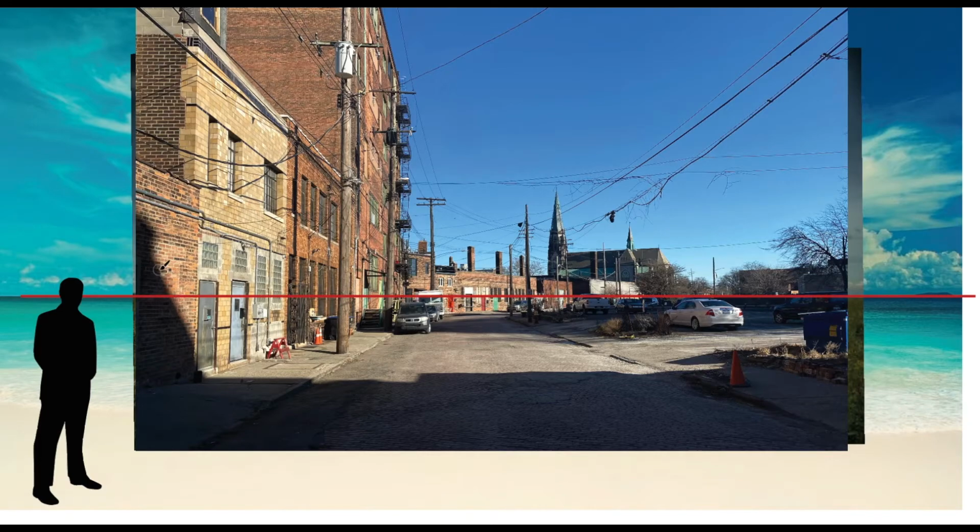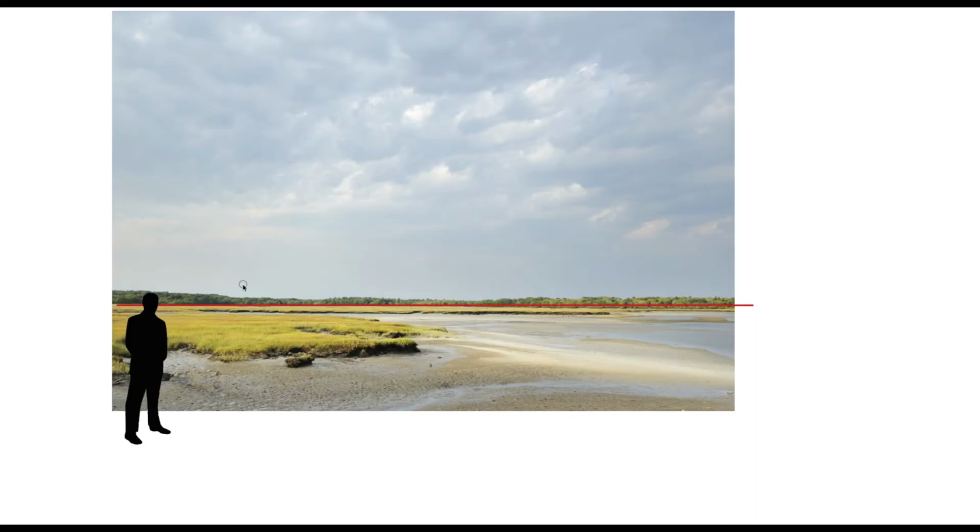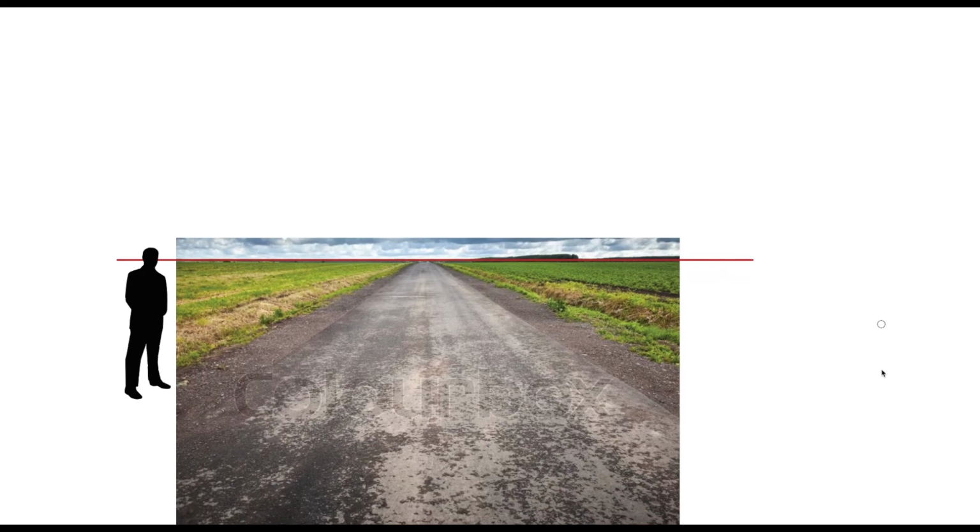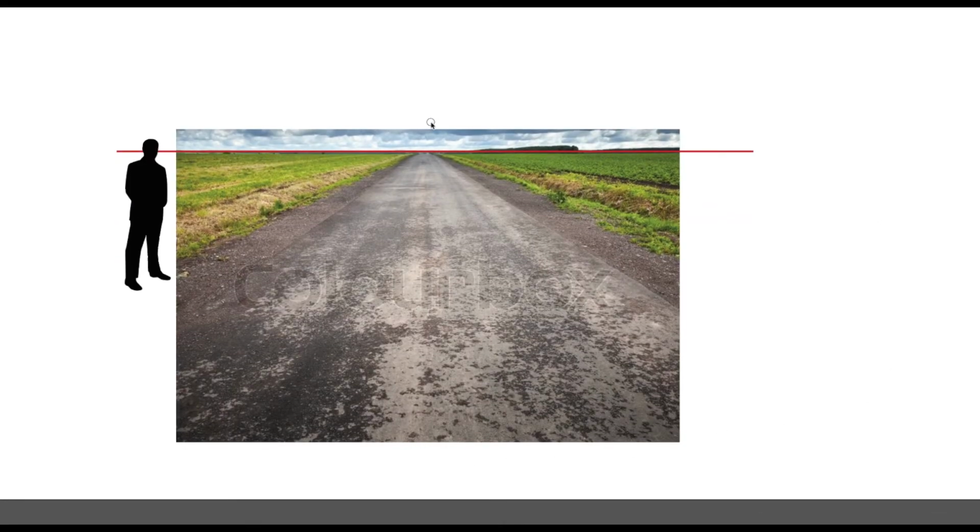The horizon line will move up and down in the composition when we change our eye level. If our eye level drops, say we're laying on the ground or we're at a lower level than standing, our horizon line is going to be lower on the picture plane. And the opposite, if we're looking from an elevated station point, the horizon line is going to move up in the composition.